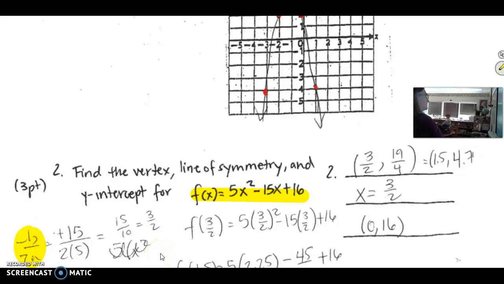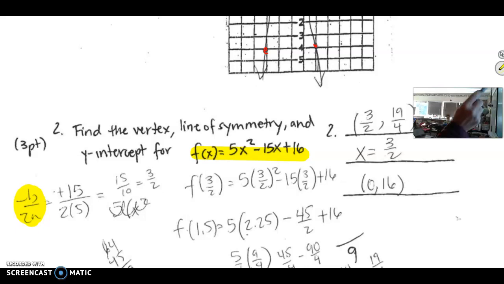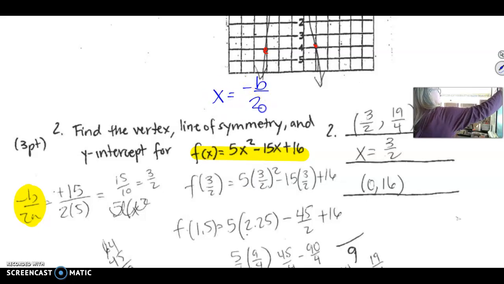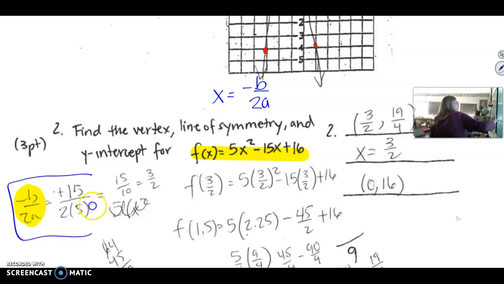So we are on problem number 2 in the review. You find the vertex because it's in standard form. You're going to use this little formula. What is the formula again, Yayan? For finding the vertex in standard form. The x-coordinate equals negative b divided by 2a, which we did right here.